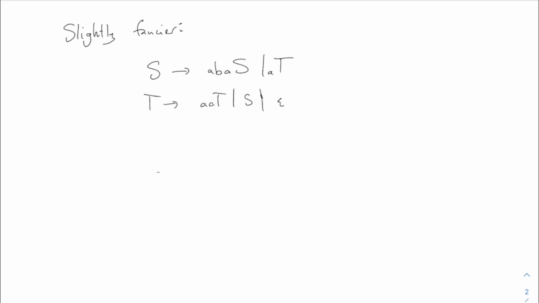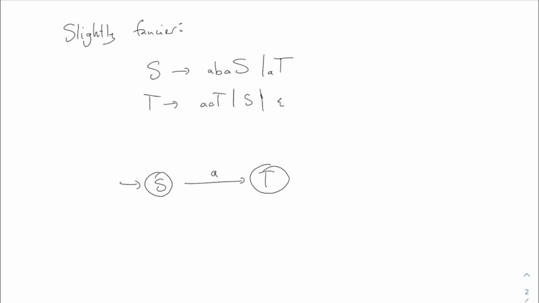Anyway, there's going to be two states, the S and the T. And the S is the starting state. I can start off like that. S goes to ABAS. I don't know about that one. Actually, the other one is easy enough. S goes to AT. That is just going to look like this, as we're used to. How about I do ABAS?